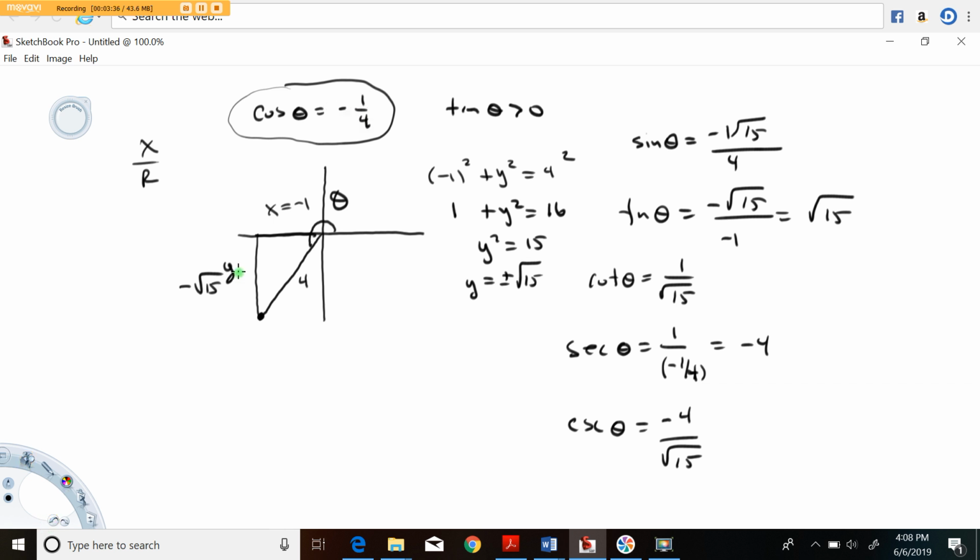Next step is typically find the missing value, in this case the y value, and then just write out your trig functions according to how they're defined, y over r, y over x, etc., etc., etc. Hope that this video helps demonstrate these concepts.